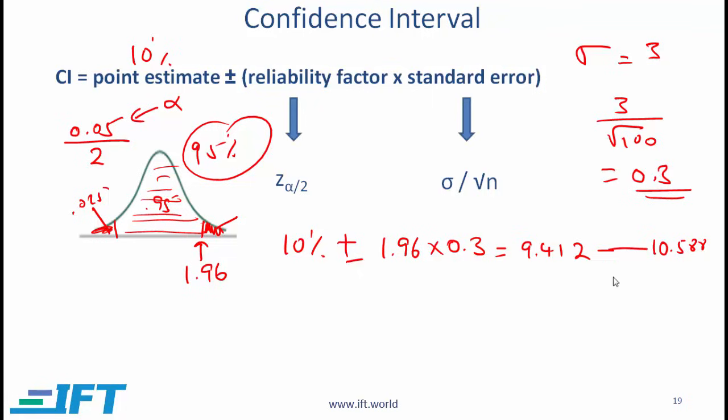10.588. So essentially we are saying that we are 95% confident that the population mean falls between these two numbers.